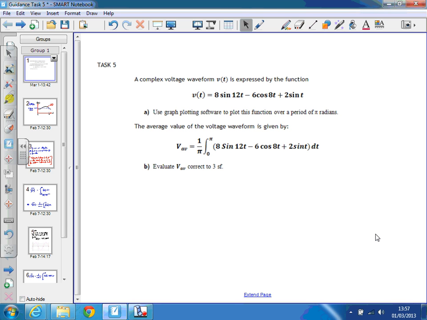Okay, this short video is aimed to support Unit 28, Assignment 5, Task number 5, which is where we're asked to use integration to find the average value of a waveform, which is something that's common to do in electronics and things like that. You're asked to find the average voltage of a function like this.